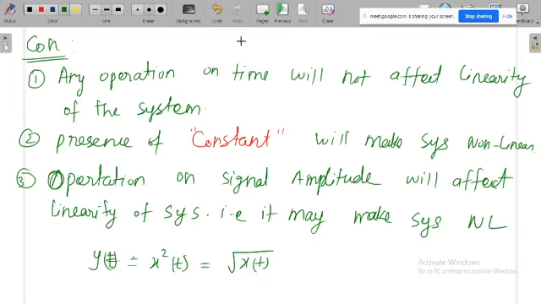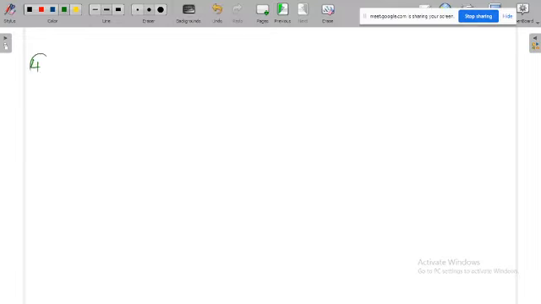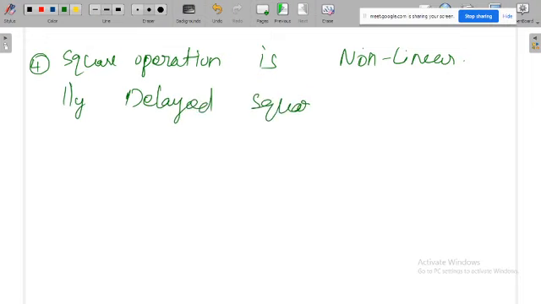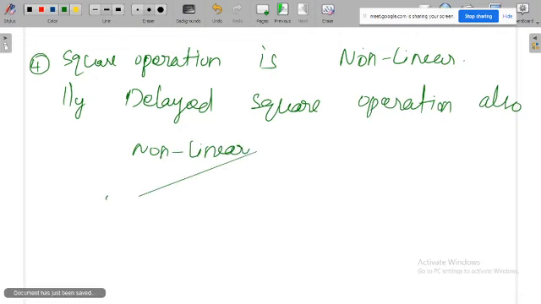And fourth one, square operation is generally non-linear, that we know. Similarly, delayed square operation is also non-linear. Just now we have seen the example.